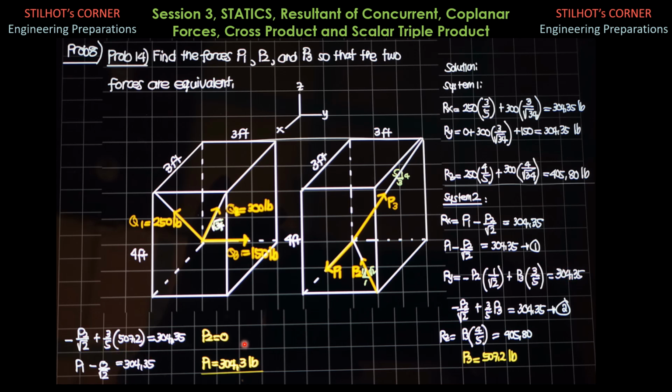Solving for P2, it is 0. And finally, substitute P2 in equation 1. So P1 minus P2 over square root of 2 is 304.35. Take note that P2 is 0. So P1 minus 0 equals 304.35. So that means P1 is 304.35 pounds. But we write the final answer to 4 significant figures, so 304.3 pounds.